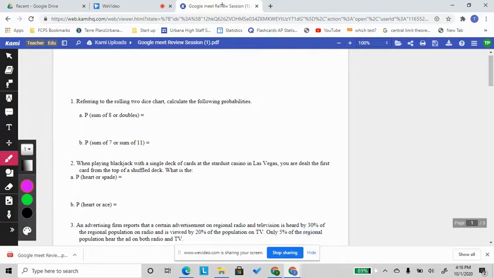So refer to the rolling 2 dice chart. Calculate the following probabilities. Sum of 8, if you look on your chart, is 5 out of 36, plus 6 out of 36 is your doubles. So 8 or doubles. Every time I do an addition, is there anything to subtract? Sum of 8 has a 4-4 double in it. So you counted that twice, so you have to subtract that out. Then you just simplify your fraction, get 5 out of 18.